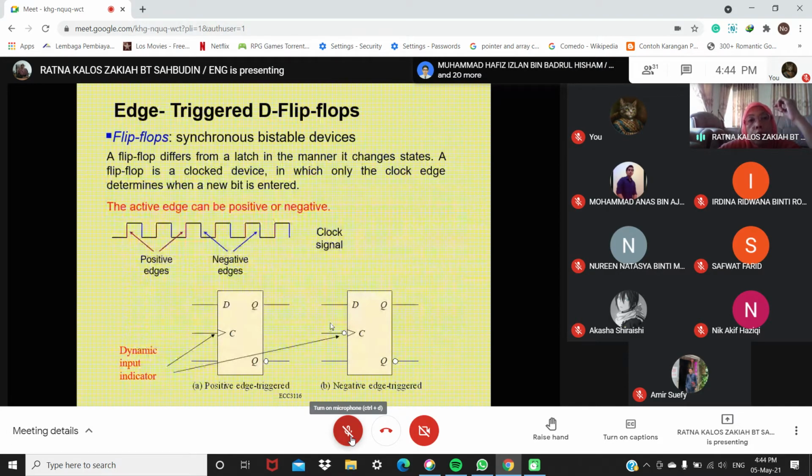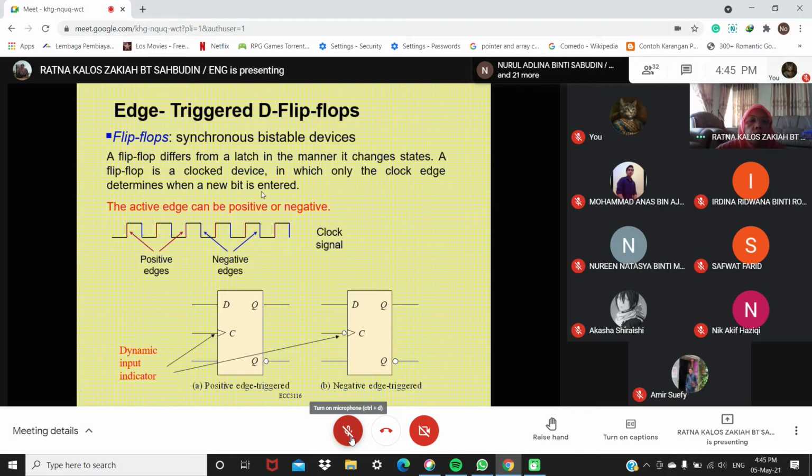Okay. Now we go to the edge-triggered D flip-flop. A flip-flop is a synchronous bistable device. A flip-flop differs from a latch in the manner it changes states. A flip-flop is a clocked device in which only the clock edge determines when a new bit is entered.